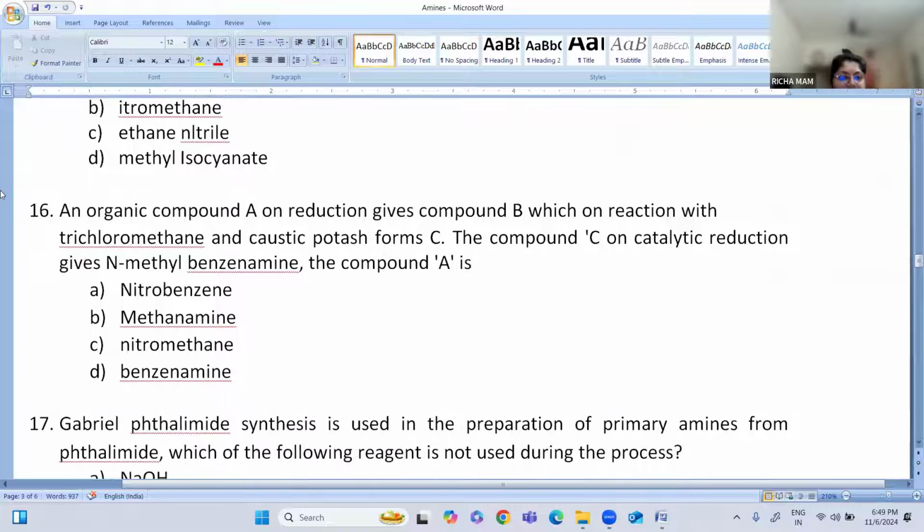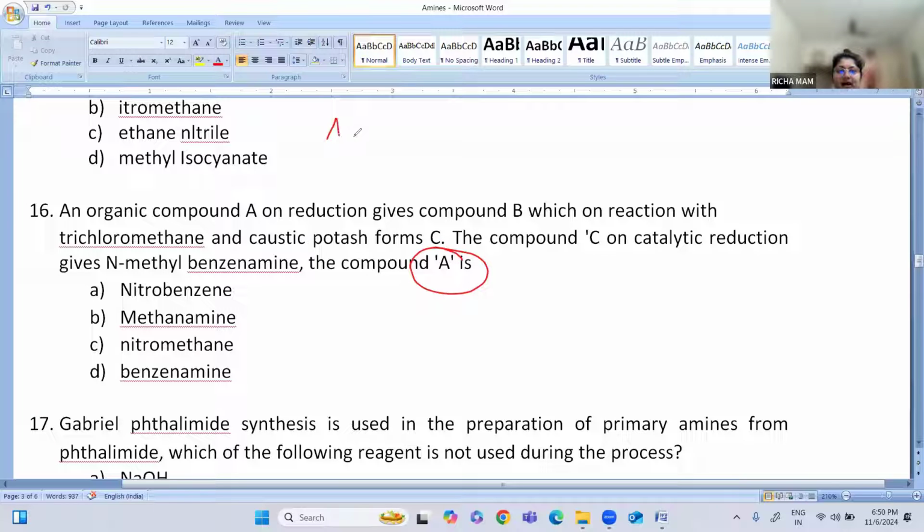Next question here. An organic compound A on reduction gives compound B, which on reaction with trichloromethane and caustic potash forms C. The compound C on catalytic reduction gives N-methyl benzenamine. So they have asked what is compound A.